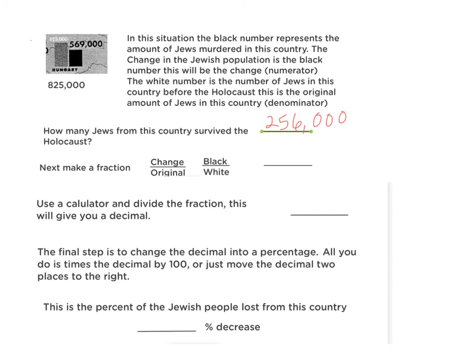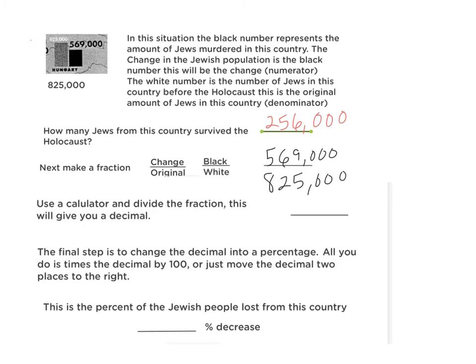Remember, we're going to take our change, and in this case it's the black number. I gave you a hint here. Black number, 569,000, divided by the white number. Remember, the white number is the original population, 825,000. And so what we're going to do is divide those.